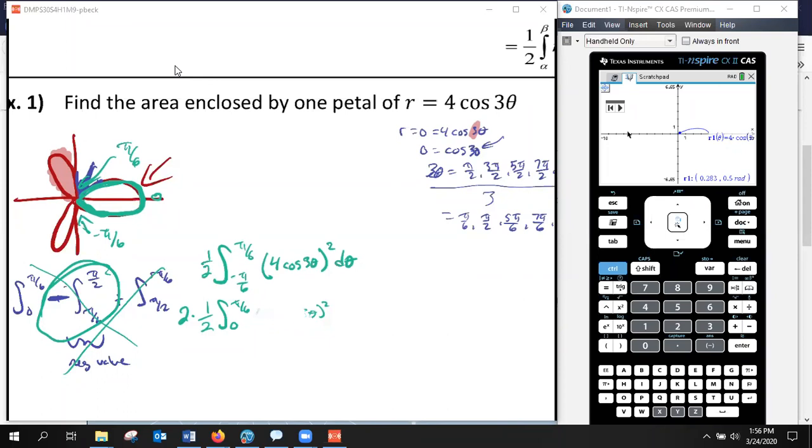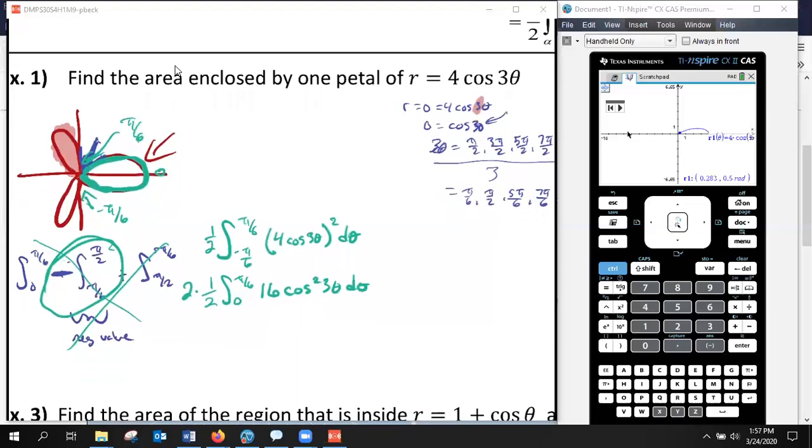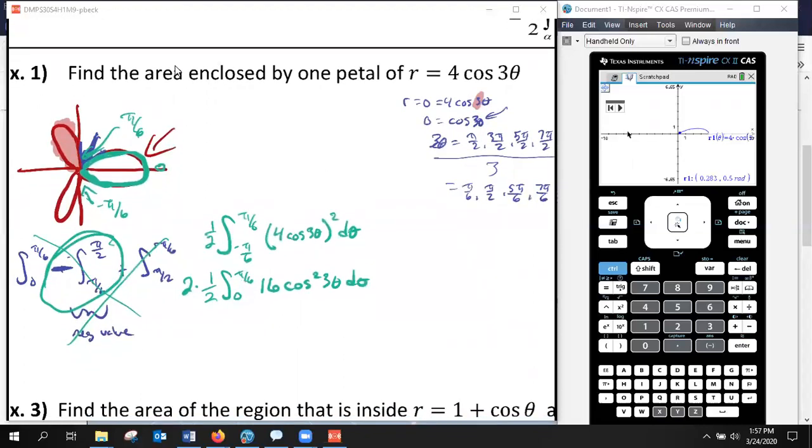So what I'm going to do here is make this 16 cosine squared of 3 theta d theta. So I doubled the interval going from 0 to pi over 6. All those rules that we learned earlier are still going to apply.